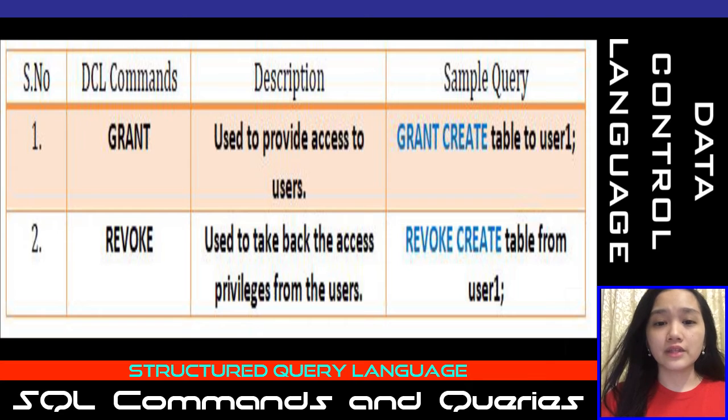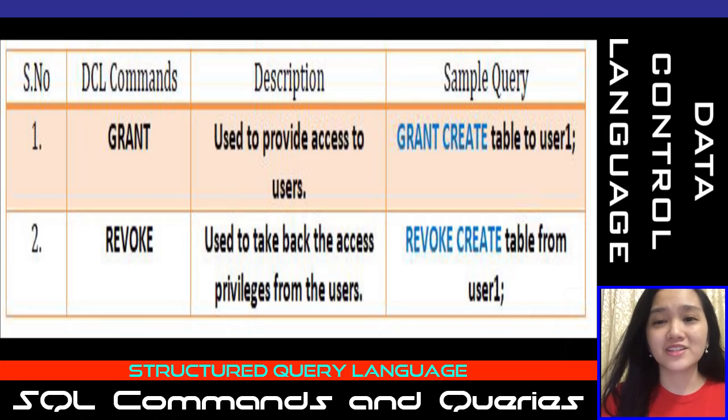For Data Control Language or DCL, statements are used to create privileges to access limited data. A data control language can be defined as a computer language that is used for controlling privileges in the database. The privileges are required for performing all the database operations, such as creating sequences, views, or tables. The commands under DCL are grant and revoke. Grant is used to provide access to users, while revoke is used to take back the access privileges from users.